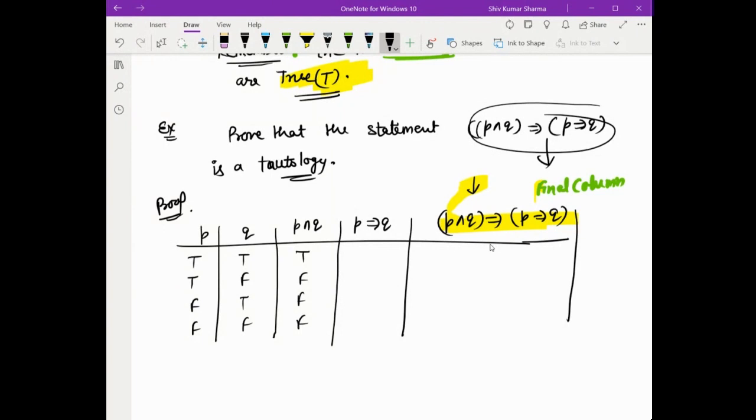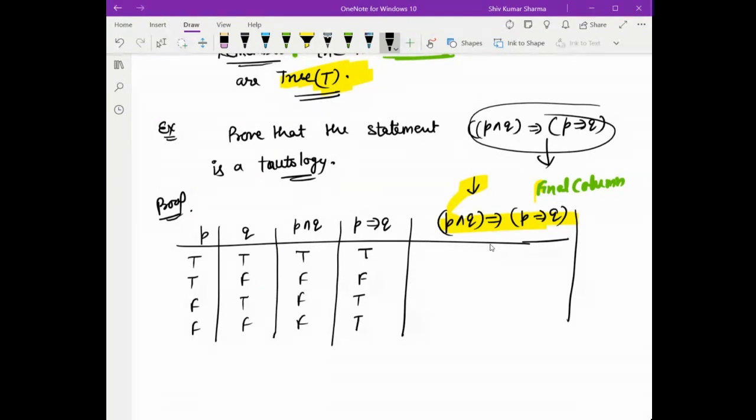In conditional we know that true, true is true. True, false is false, and false, true is true, and false, false is true. You remember the definition.